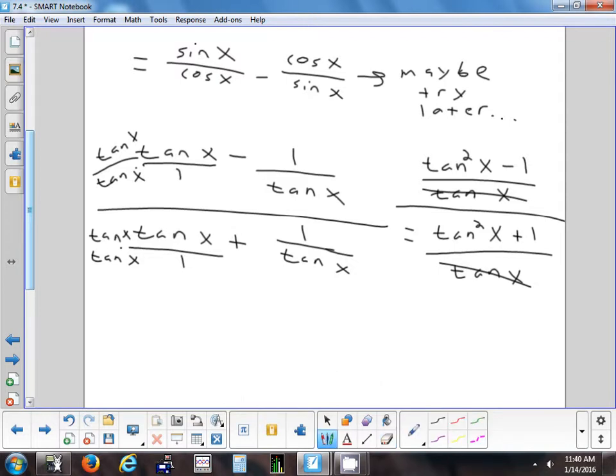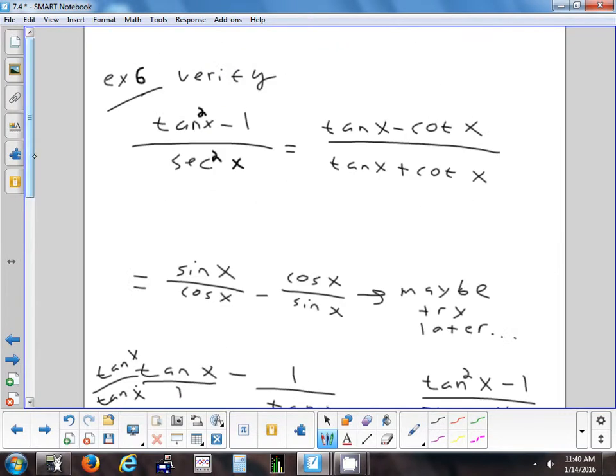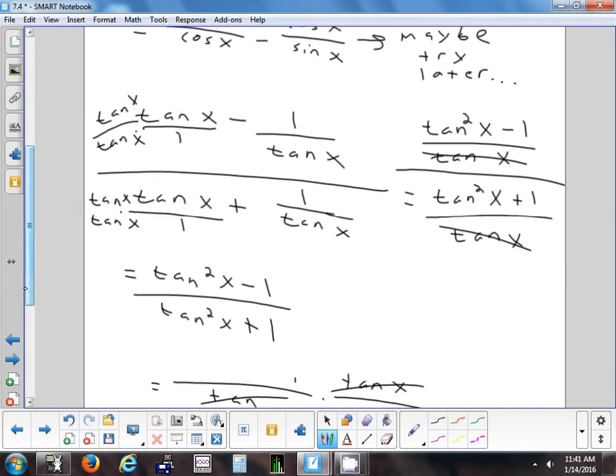And now we're left with tangent x squared minus 1, which is good, that's the numerator we want. Okay, so our top is right where we want it. The bottom is tangent squared x plus 1. That becomes secant squared, that's the Pythagorean identity. Oh my gosh. And that's it.